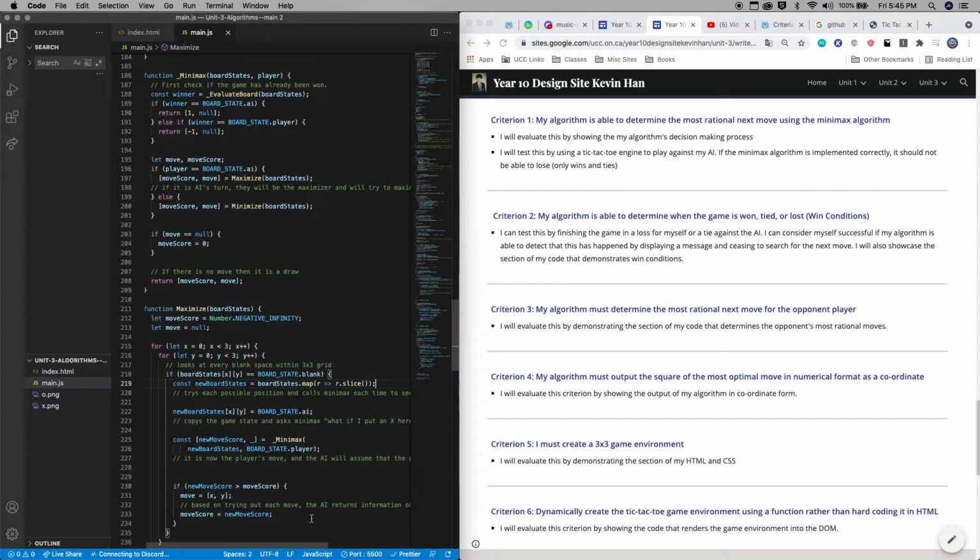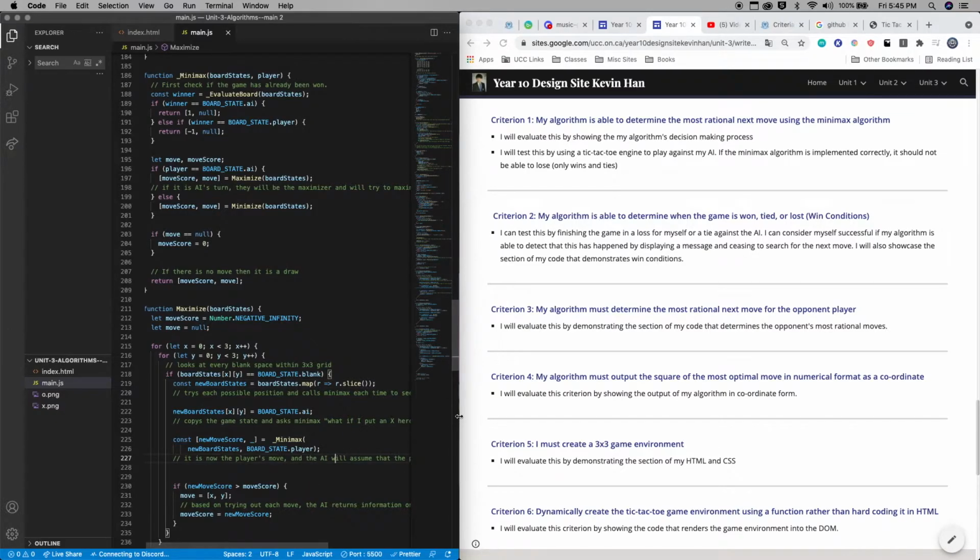My third criterion is that my algorithm must determine the most rational next move for the opponent player. I will evaluate this by demonstrating the section of my code that determines the opponent's most rational moves. I created this criterion because it's only challenging for the opponent player if the algorithm is actually able to determine their next move in order to better suit their strategy.